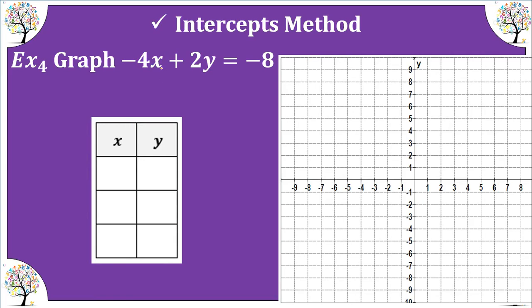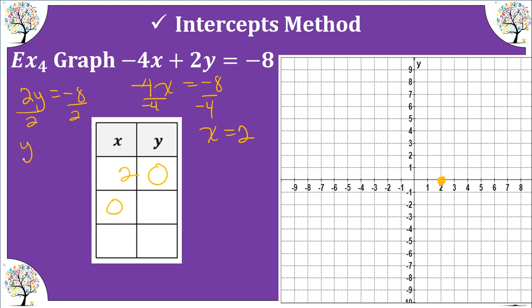Okay, let's do one more. Again, we're going to plug in our 0 for y to find the x-intercept. And we have negative 4x equals negative 8. We divide by the negative 4 on both sides, and the x-intercept is positive 2. So 2, 0. Now let's plug in 0 for x, and we are left with 2y equals negative 8. We divide by the 2, and my output value is negative 4. So 0, negative 4.